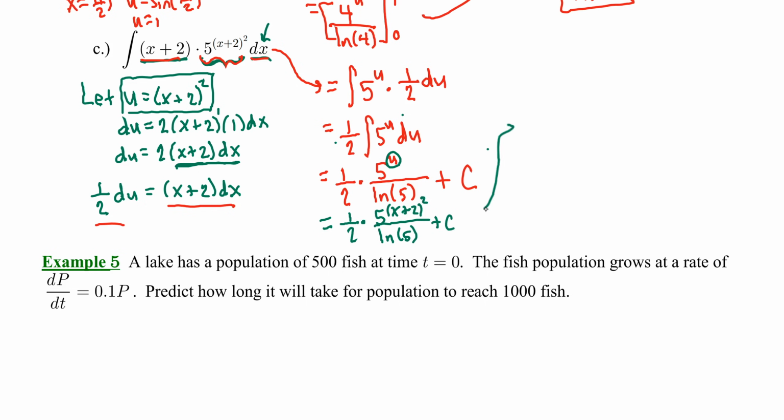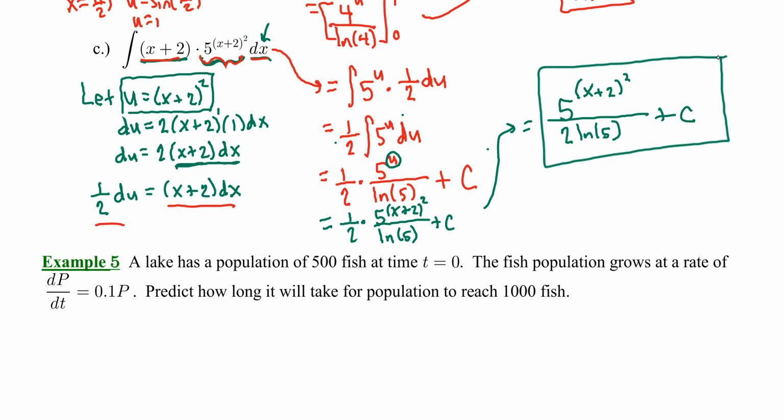And I suppose the most readable way to write this would be 5 to the x plus 2 squared divided by 2 natural log of 5 plus c. And that's the value of our indefinite integral. Now remember, it's always a good practice to check your indefinite integrals with differentiation. So I'm going to go back. I'm going to take my result and differentiate it with respect to x.